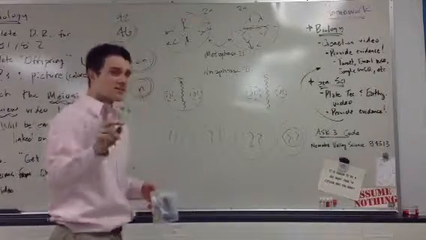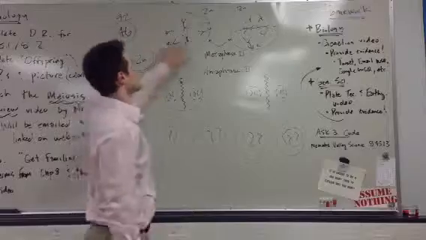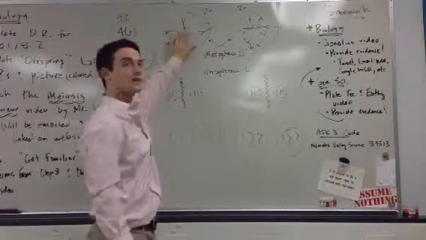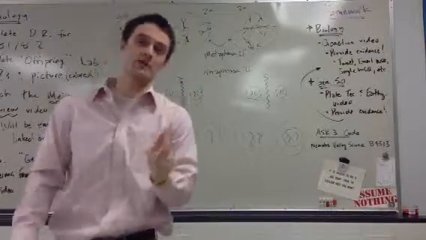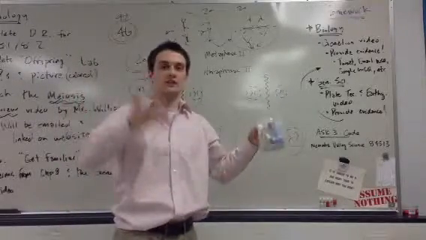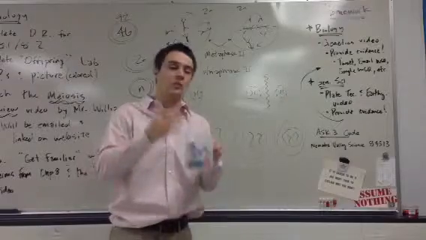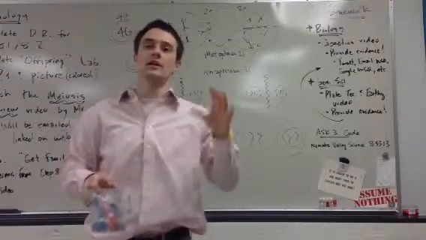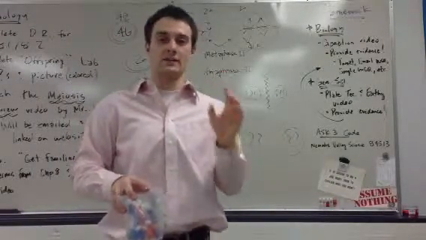I guess I didn't mention independent assortment. That would just be how these guys right here, the homologous chromosomes in metaphase 2 and the homologous pairs in metaphase 1, just randomly distribute themselves across the equator. There's no rhyme or reason to how they line up on the equator. They just line up on the equator how they see fit.